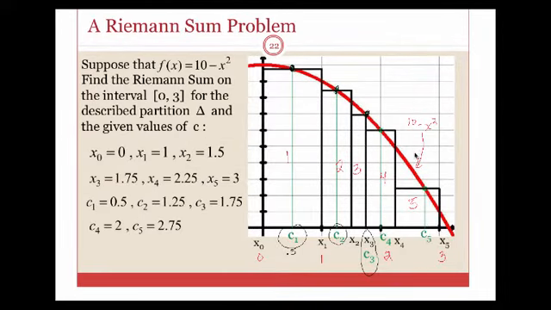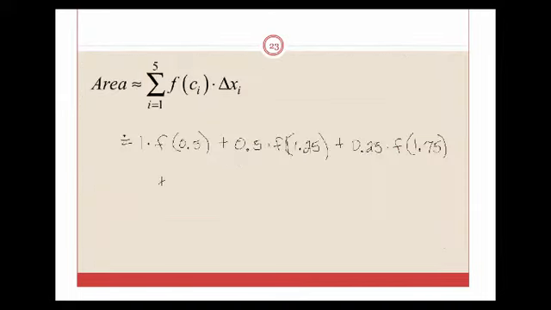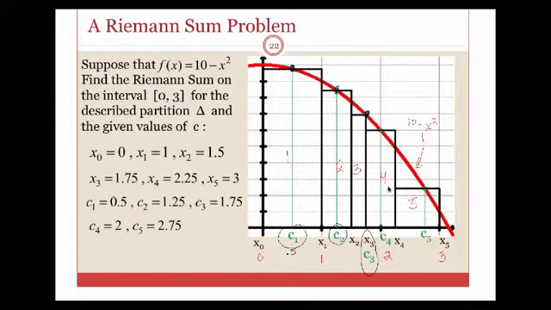All right, fourth rectangle's going from x3 to x4. So that's 1.75 to 2.25. So that's a width of 0.5. And the height we're going to get from, let's see, that's rectangle 4. So here's the green dot. It kind of looks like a midpoint thing. So that's C4. So what's C4? 2. So the function value at 2.